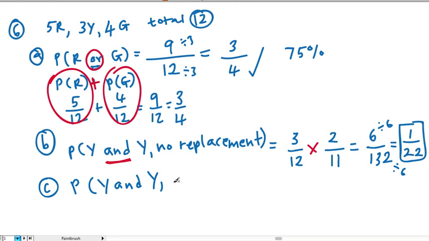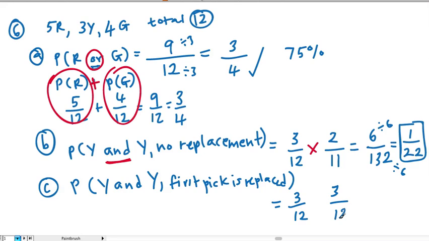if the first pick is replaced. So this does change things. So the first yellow probability of pulling out that yellow is 3 out of 12. Now, the second time round, it's not 2 over 11 as it is above, because the first sock was put back in the drawer. So there would still be 3 yellows in there, and there would still be 12 total in there. Again, this says and, so that means we need to multiply these probabilities.